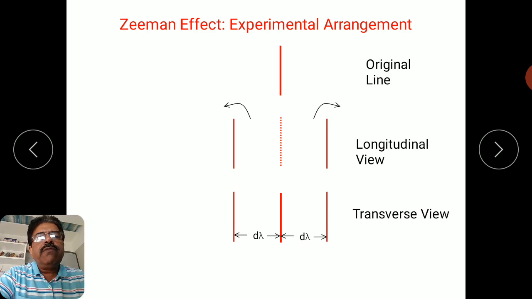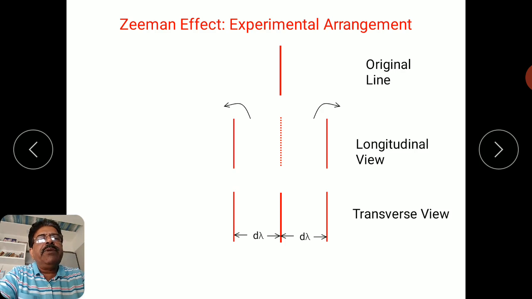Now when you observe the longitudinal view, if you switch off the power supply of the electromagnet, suddenly these two lines will disappear and only the central line will be observed. The central line means the original line. Remember, this is the original line I have mentioned here. And during the longitudinal view, the original line will disappear and only the two lines will appear. So along the direction of the magnetic field, the single line will be split into two lines.